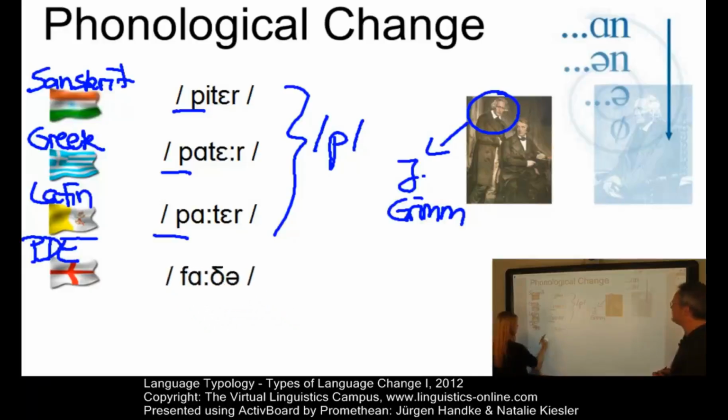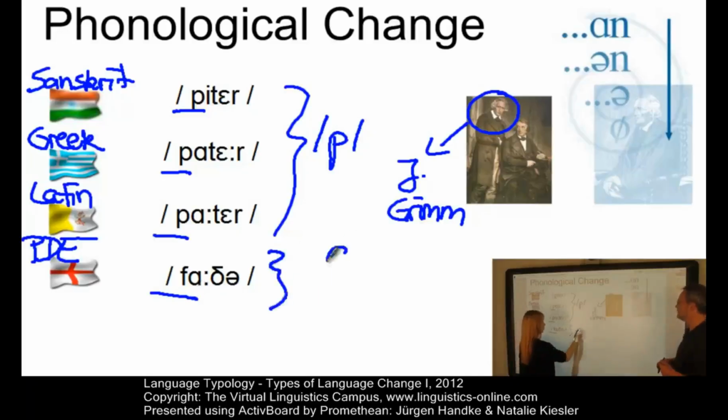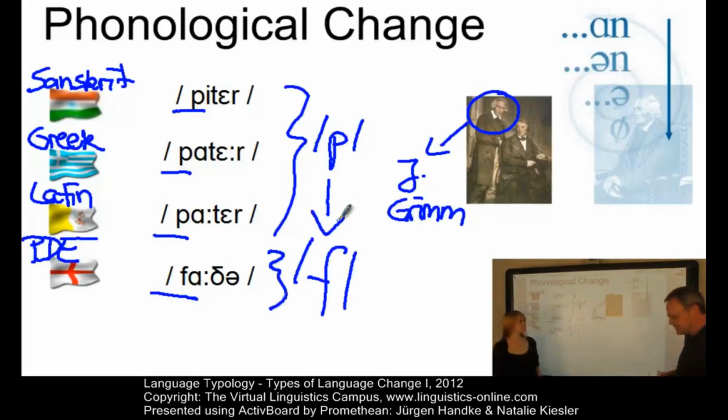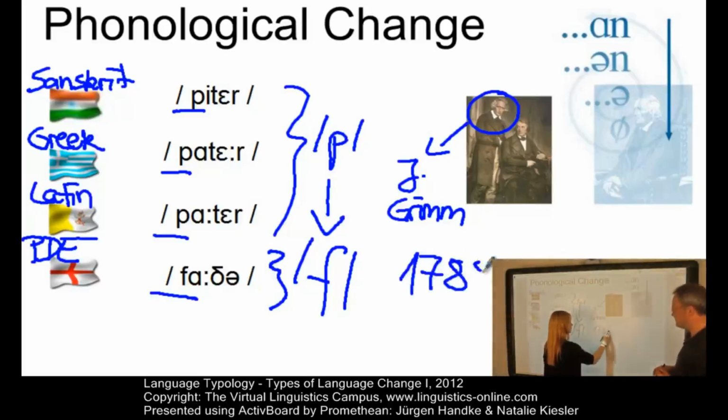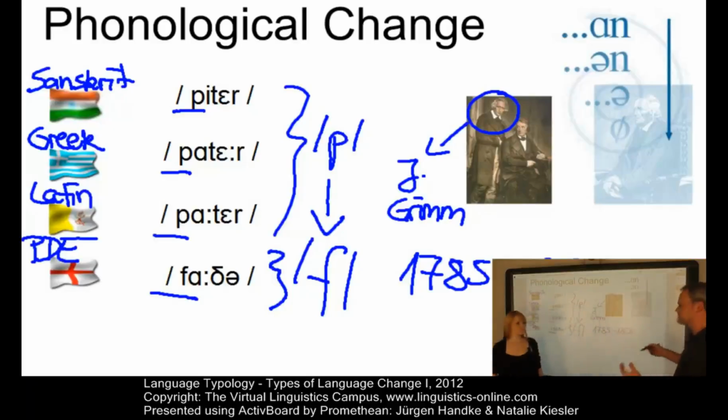sort of principled relationship, that the p, for example, in the classical languages corresponds to f, to a labial-dental fricative in English. Now these and other relationships were defined, as we said, by Jacob Grimm earlier on, who lived between 1785 and 1863, as the first consonantal shift.